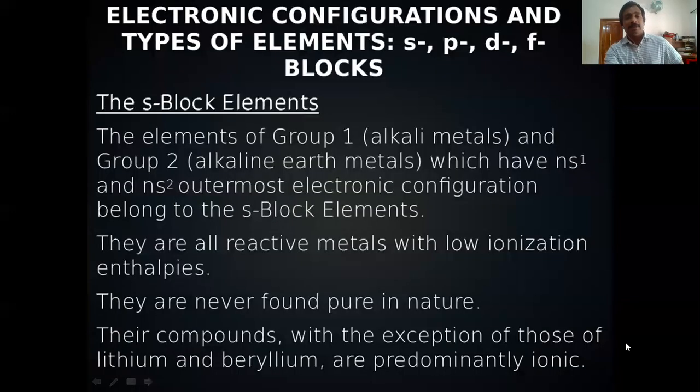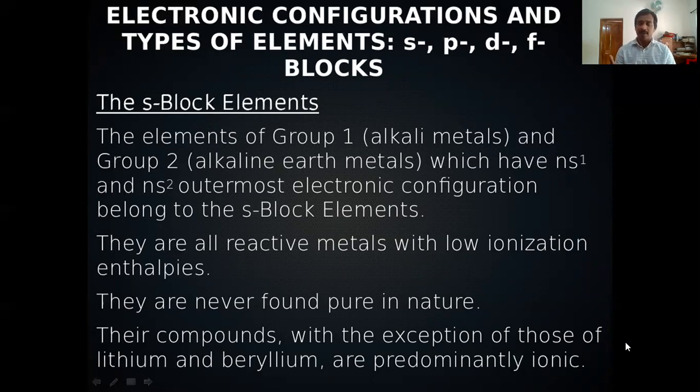Okay, now the classification on the basis of the electronic configuration as s, p, d, and f blocks. The s block elements. The elements of group 1 and 2, they are known as s block elements, which have ns1 and ns2 outermost electronic configuration. The thing is very easy and you know it. They are all reactive metals with low ionization enthalpies. They are never found pure in nature. Highly reactive, therefore they will be in the combined state as compounds.